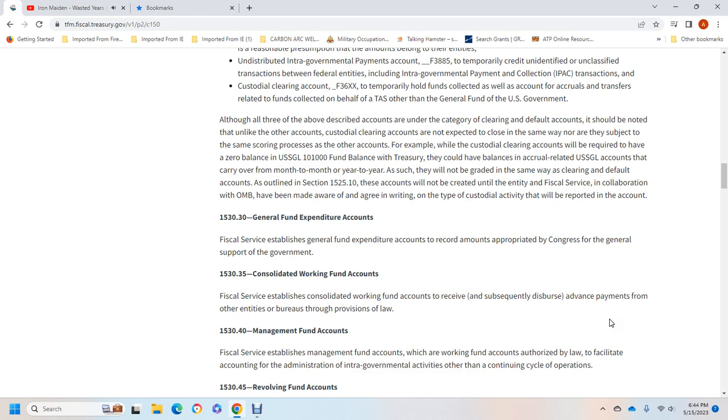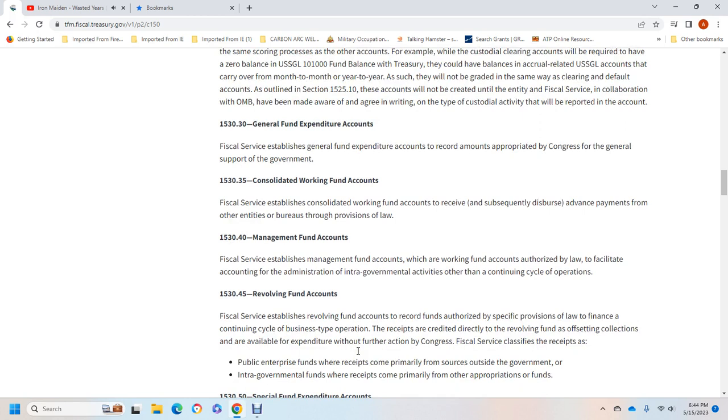1530.35 Consolidated working fund account. Official service to establish consolidated working fund accounts for subsequent disbursement advance payments from the other entities bureau through the provisions of law. 1530.40 Management of funds accounts. Official service to establish management of funds account with working fund accounts established with the law to facilitate account with administrative intergovernmental activities continuing cycle of the operation.